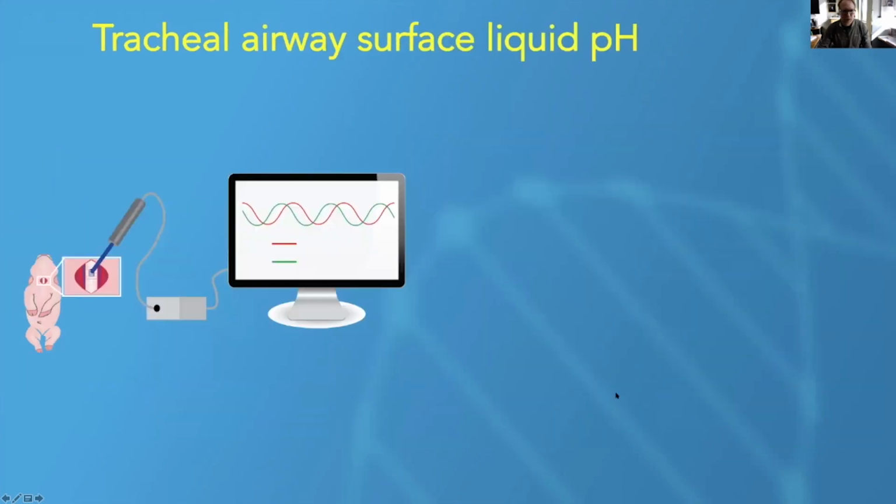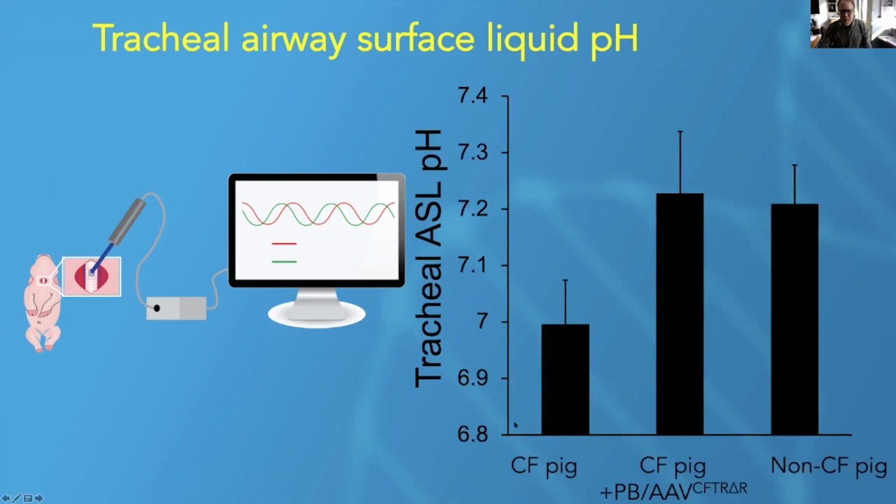We also looked at ASL pH, and this is actually done in a live animal. So after you deliver the vector and you wait 2 weeks, you anesthetize the animal, you open a tracheal window, and you apply an optode directly to the ASL. Because of the bicarbonate transport defect, CF pigs have a lower tracheal ASL pH, around 7. Non-CF pigs have a pH of about 7.2, and in the CF pigs that received the vector, we saw restoration of the ASL pH back up to 7.2 in these newborn pigs.